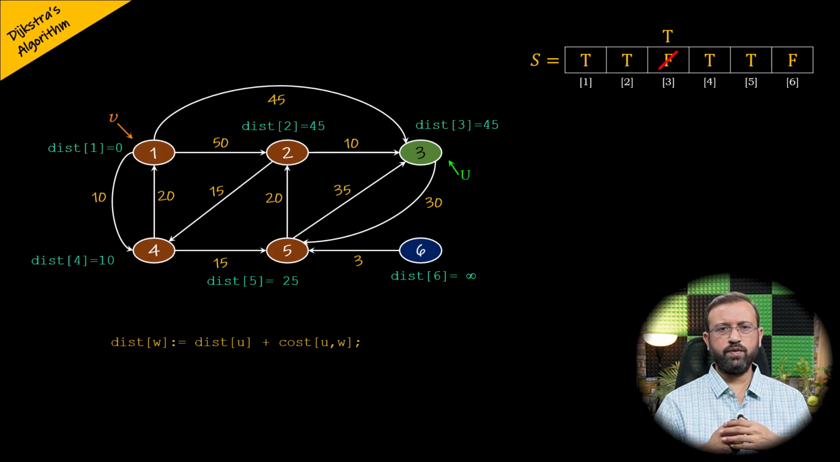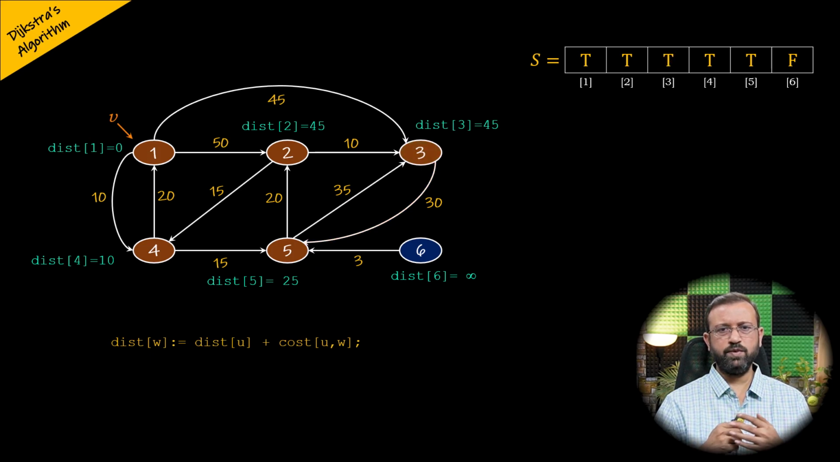Now we need to find all the vertices W adjacent to vertex U and not in set S. So we have vertex 5 adjacent to vertex 3, but vertex 5 is in set S since S of 5 is true. Therefore, we do not consider vertex 5. Then there are no other vertices adjacent to vertex 3, so we move to the next step.